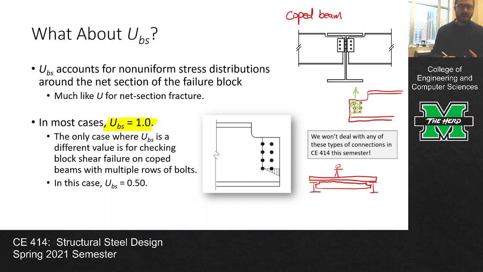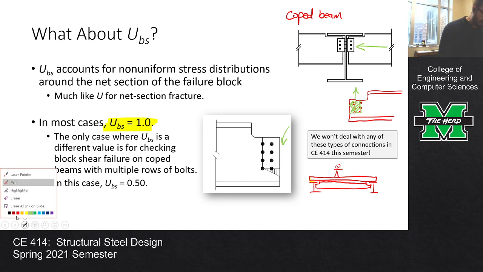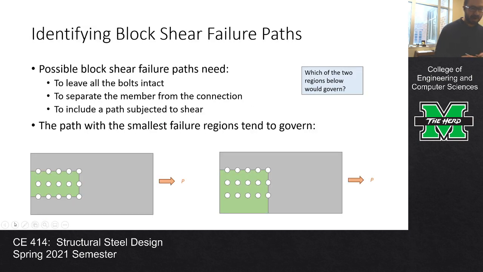And so whenever you have multiple rows like you do here, UBS is 0.5. If you ever have an instance like what's going on up here up top where it's just a single row of bolts, then you take UBS to equal 1. So this is the only instance where UBS is a different value. I almost feel kind of bad that I'm devoting so much time to talking about it. I just wanted to give you a taste of things to come in professional practice. All right, any questions?